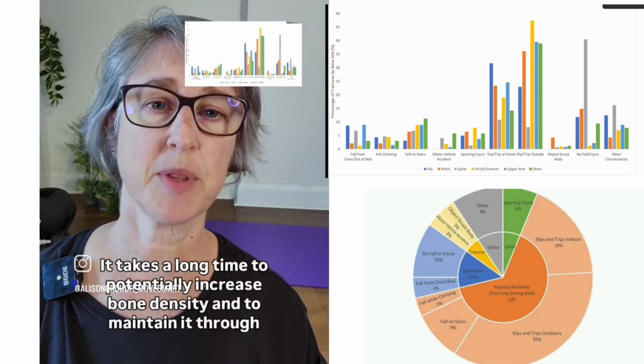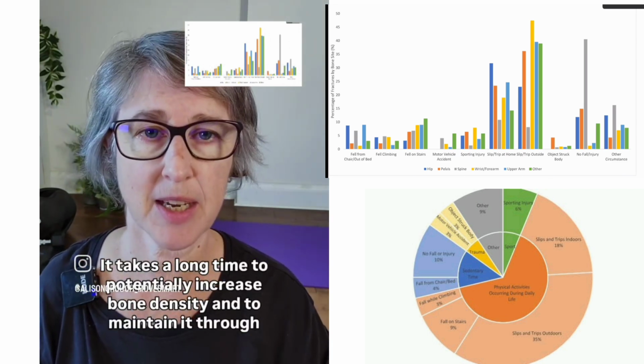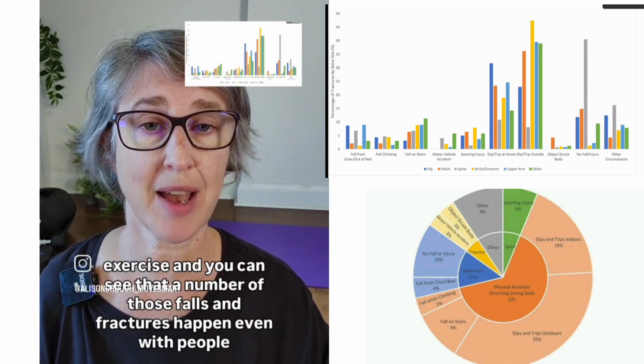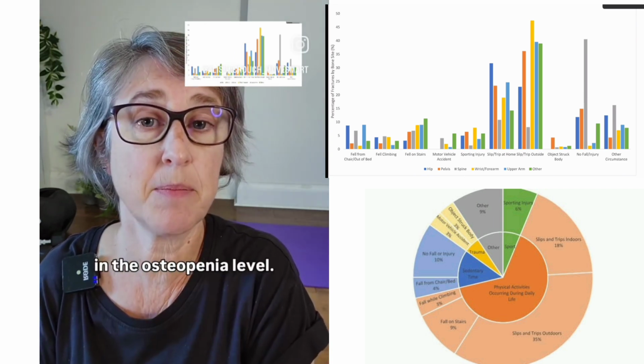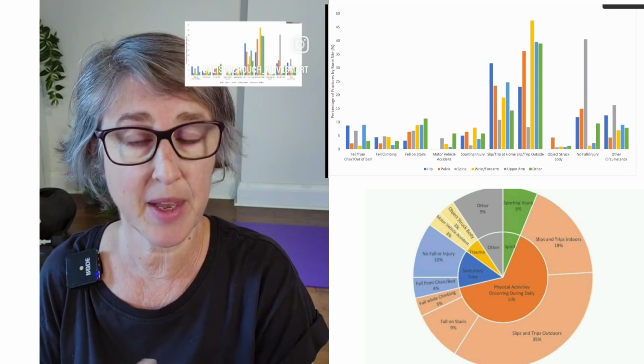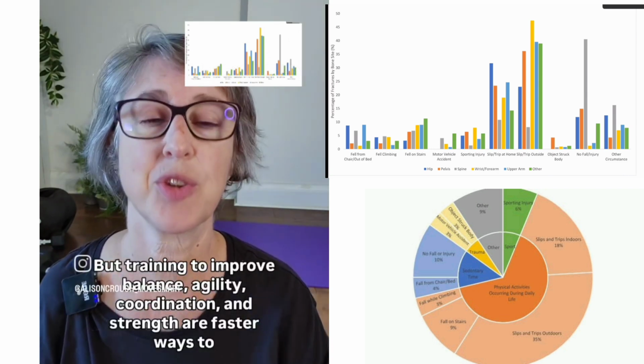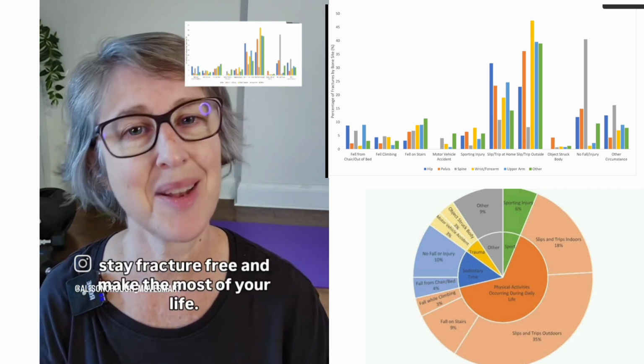It takes a long time to potentially increase bone density and to maintain it through exercise. And you can see that a number of those falls and fractures happen even with people in the osteopenia level. But training to improve balance, agility, coordination, and strength are faster ways to stay fracture-free and make the most of your life.